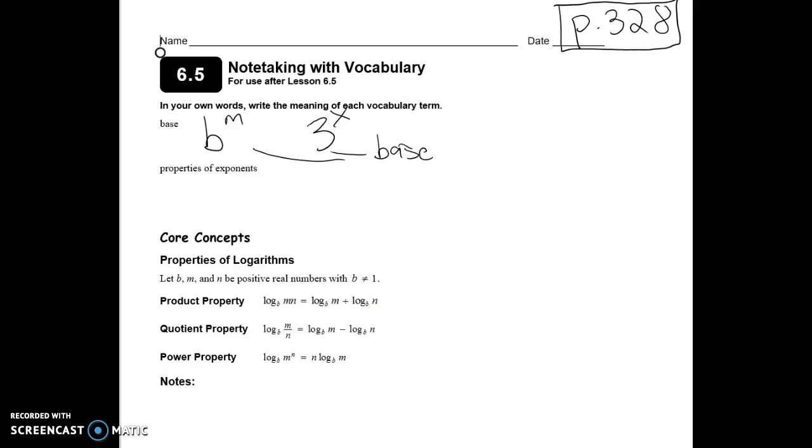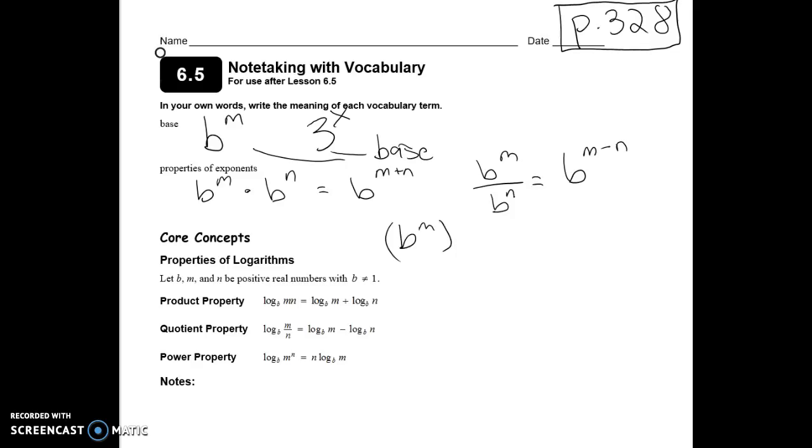For properties of exponents, you know one property. If I were to multiply b to the m times b to the n, what do you do with the exponents? You're going to add them. Another property, if I have b to the m divided by b to the n, when we divide, we're going to subtract exponents. Or if I have b to the m raised to a power of n, you're then going to multiply the exponents. So using those same properties, we're now going to do properties of logs.